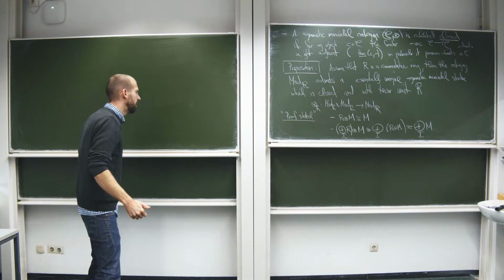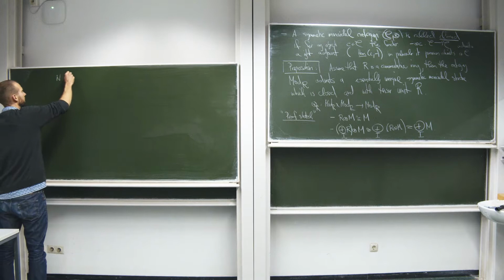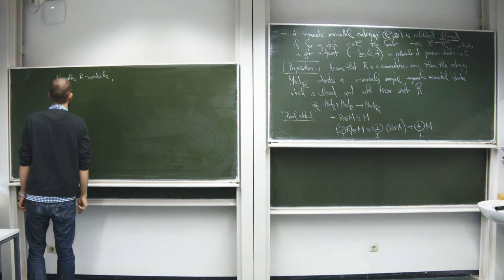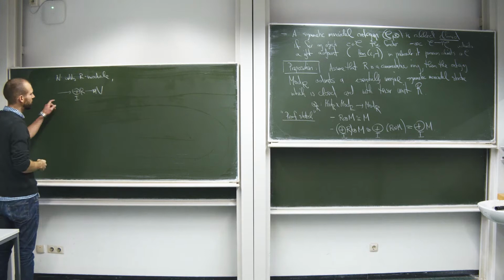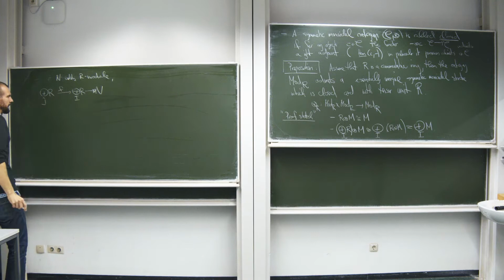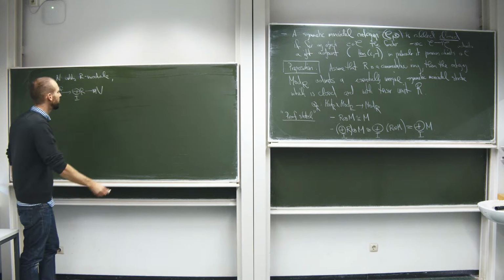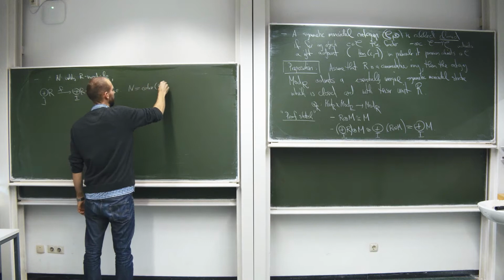And now what about tensoring with an arbitrary R module N? So if N is an arbitrary R module, then we just find a surjection from a direct sum of R's over I, and then we find a further surjection from a direct sum onto the kernel of that first map. Let's call that map maybe F. That's described by a huge matrix. And the point is that N is equal to the cokernel of F.